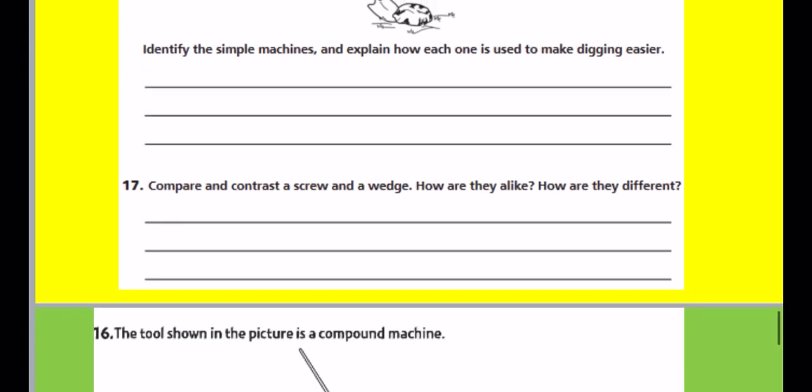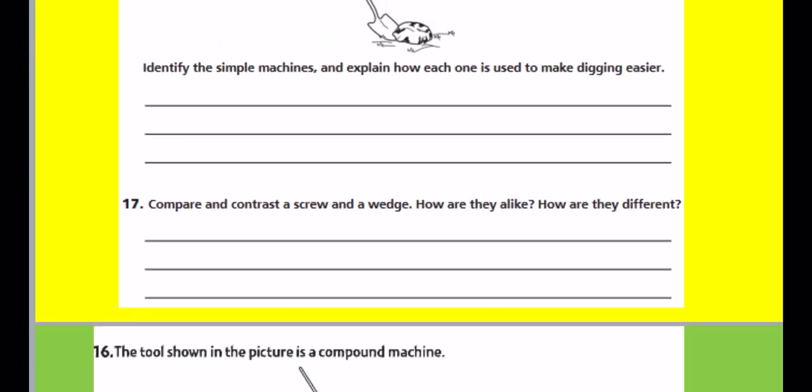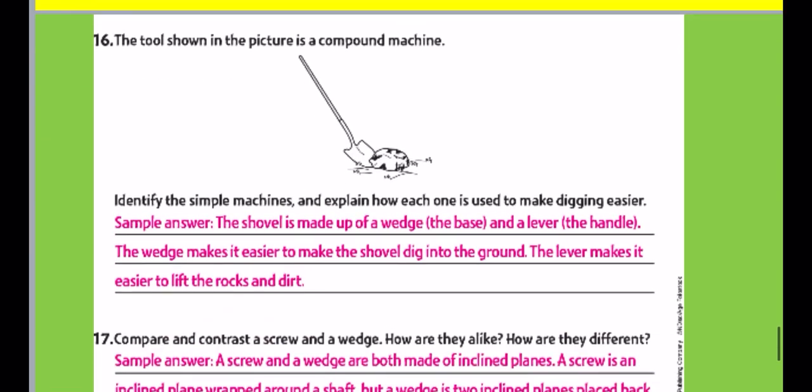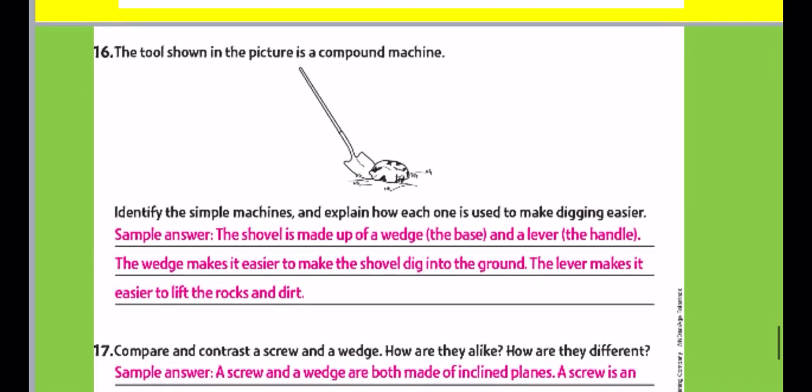Okay? Number 17. Compare and contrast a screw and a wedge. Okay? I want you to compare between a screw and a wedge. How are they alike and how are they different? You need to take a look at a screw and at a wedge. And let's say how they are alike and how they are different. Now, first, let's do 16.